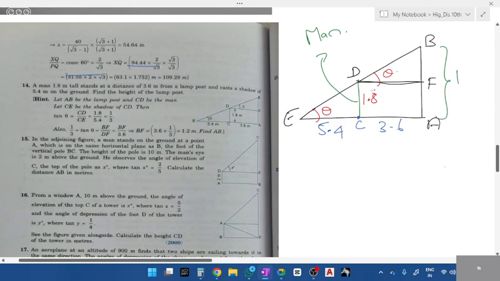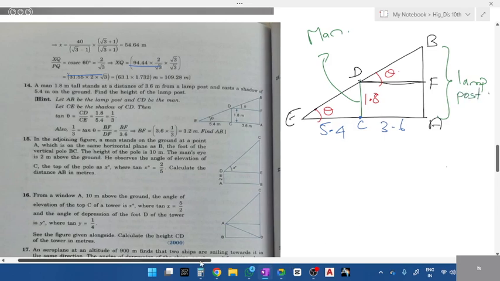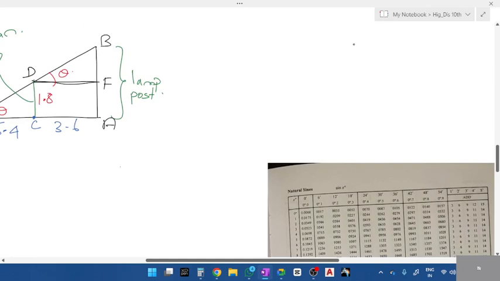See, you can't blindly start writing, students. You won't get the answer. You should analyze all this. You have to be quick. This is the lamp post. Fine. And one more thing. Whenever it comes to the shadow concept, whenever you see the word shadow, any question, first draw a right angle triangle ABC.